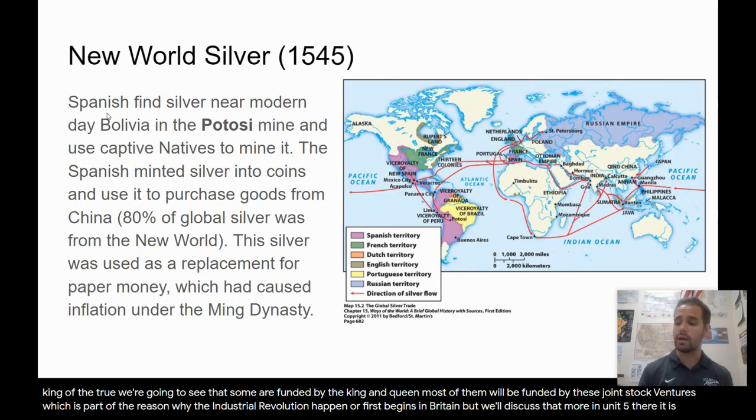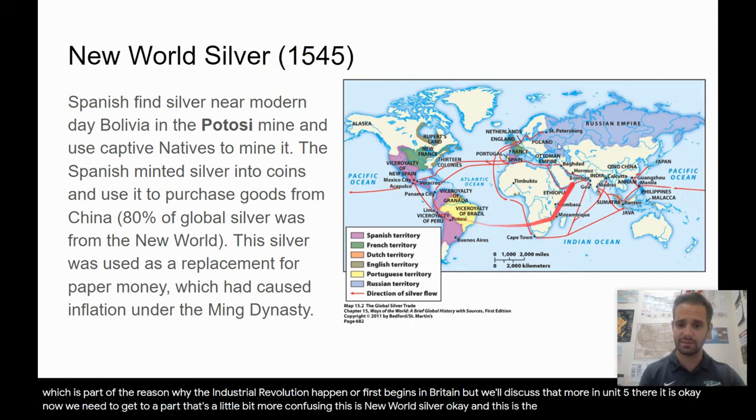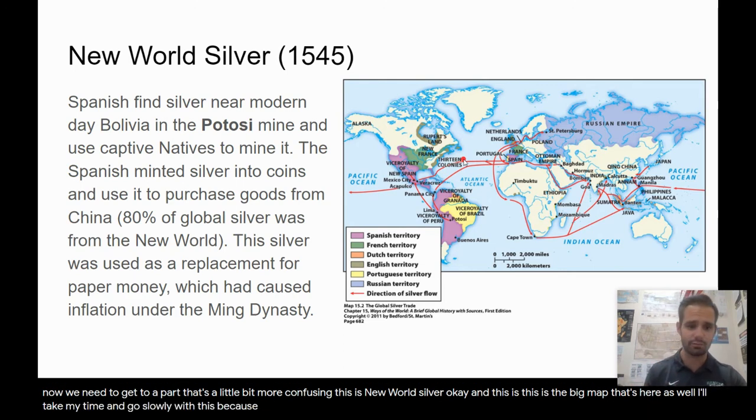There it is. Okay, now we need to get to a part that's a little bit more confusing. This is New World Silver. And this is the big map that's here as well. I'll take my time and go slowly with this because it is a little bit confusing, at least to me.